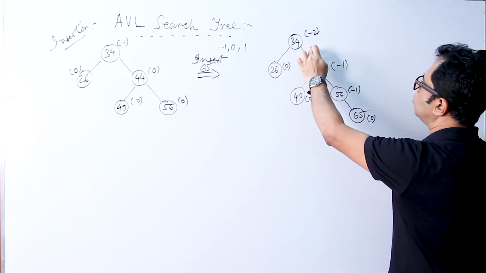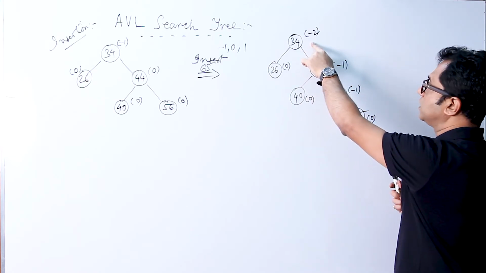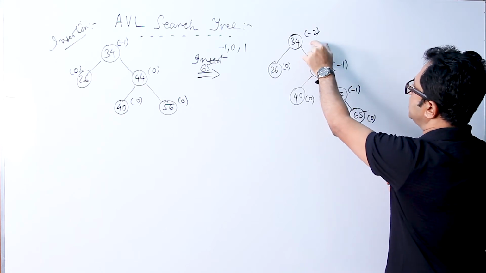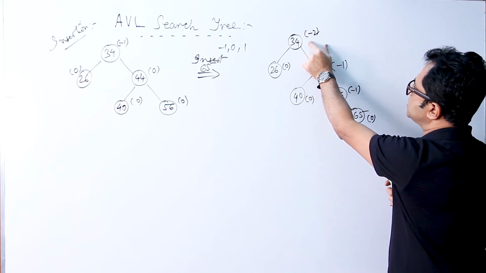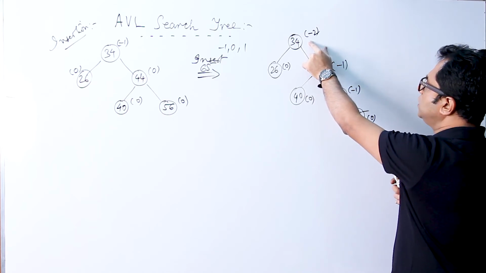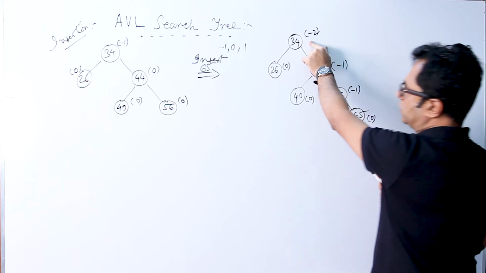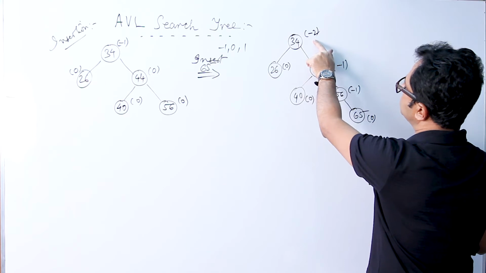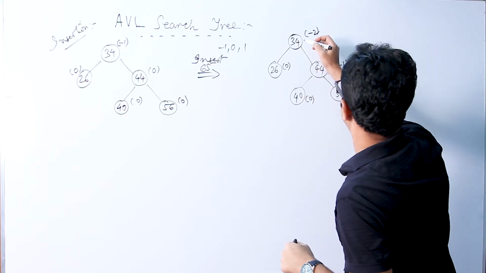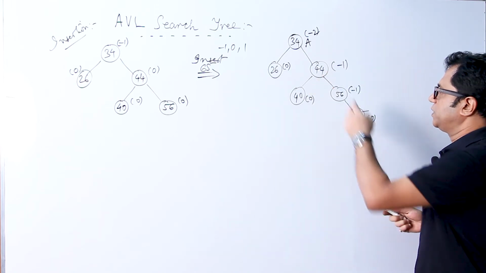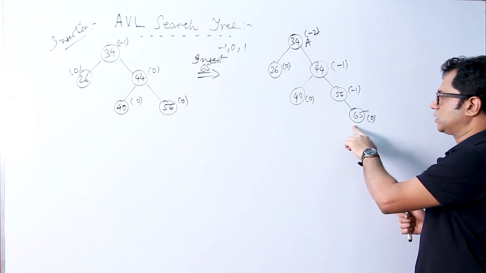And after that, we go to this root node and see that the balance factor is minus 2, which is not well and good. Rather, it is violating the permissible balance factor of an AVL tree. That is, minus 2 is not a permissible balance factor for a binary search tree to become an AVL search tree. So for this node with minus 2, we will take this node to be A and examine where this newly inserted node is present.